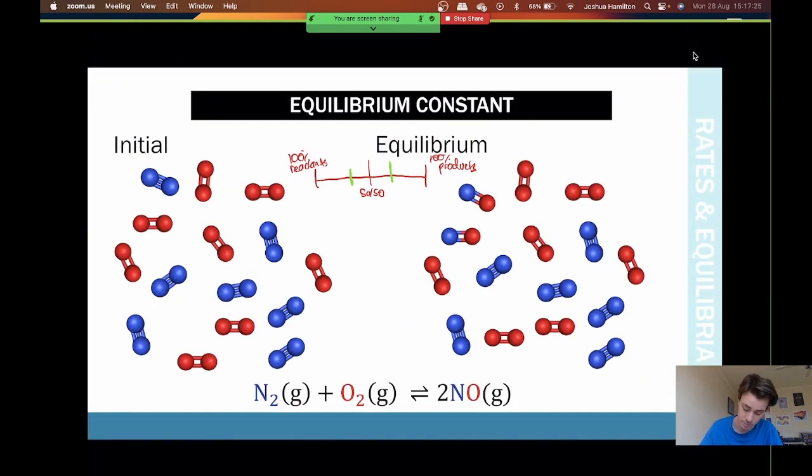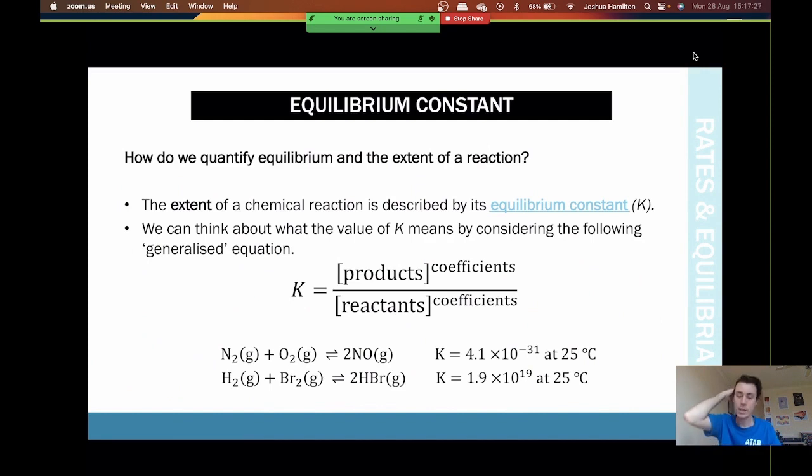So moving forward, we describe this with our K value, and I'm sure you all know your K value well at this point. Your K value is super important to understand, and how it operates. So we have two K values below. We have one that is really, really small, 10 to the negative 31, and we have one that's really, really big, 10 to the 19. What does each of those mean?